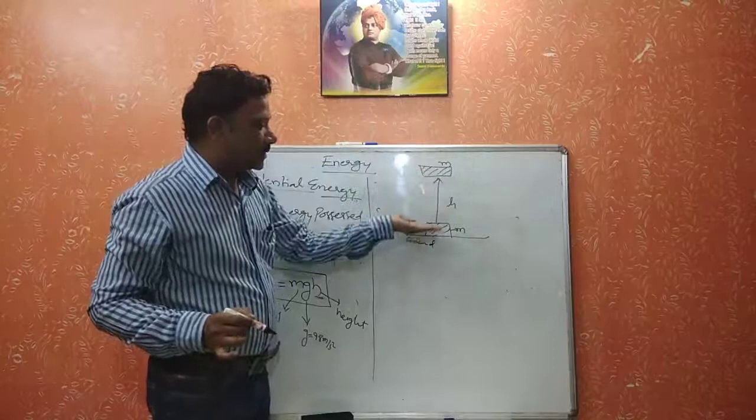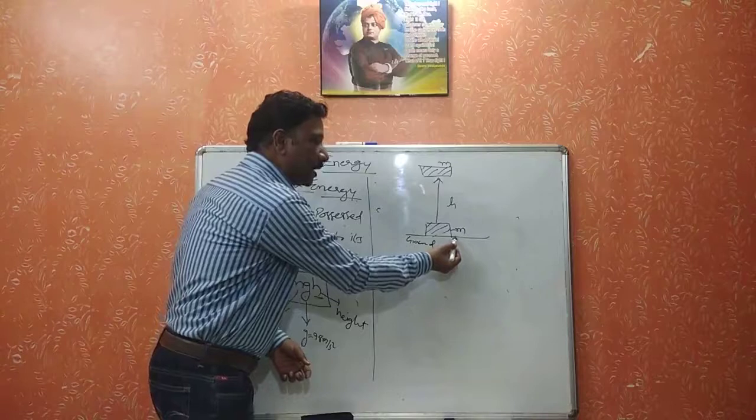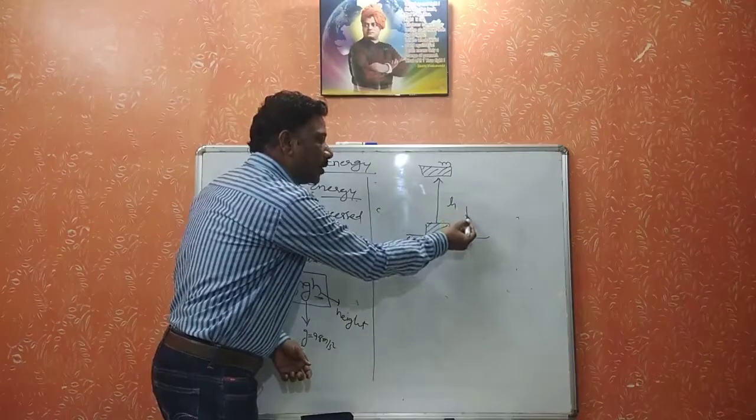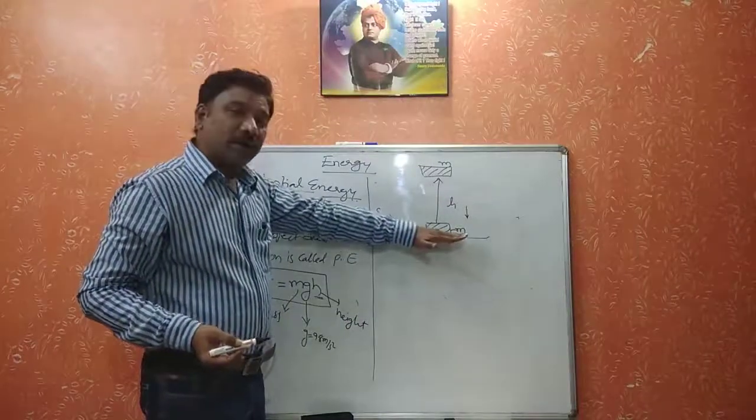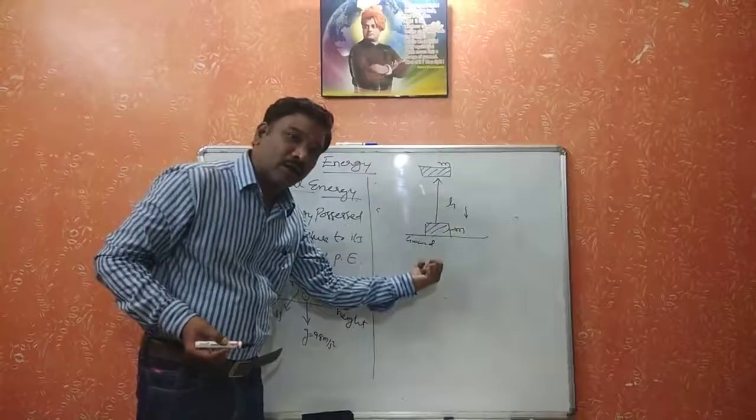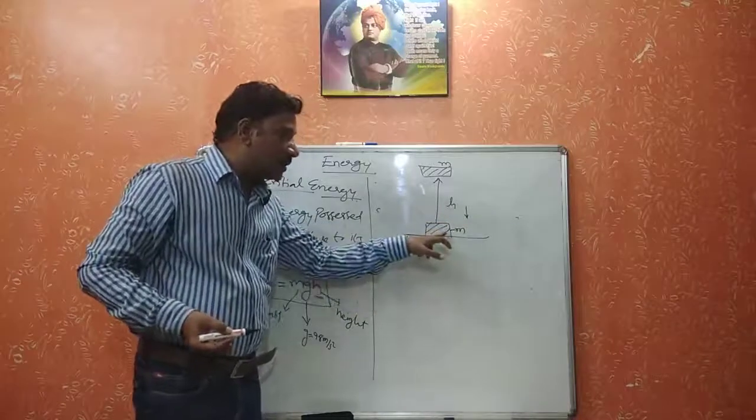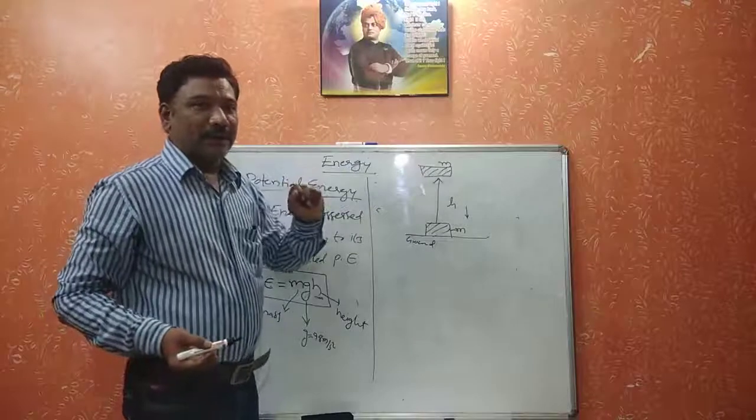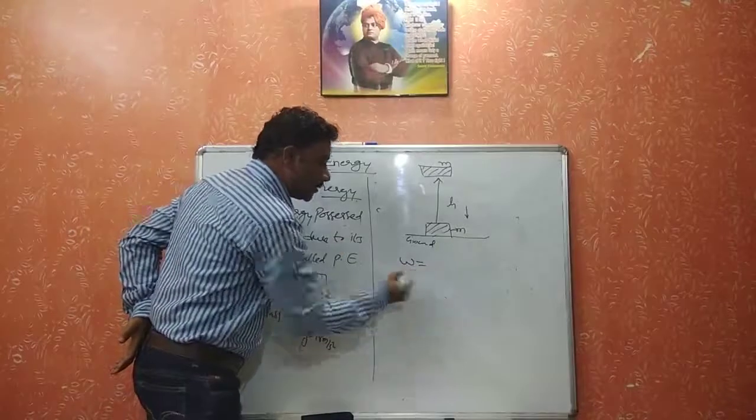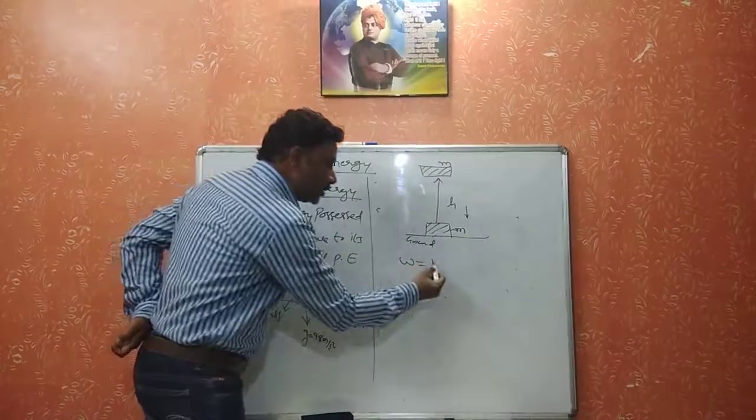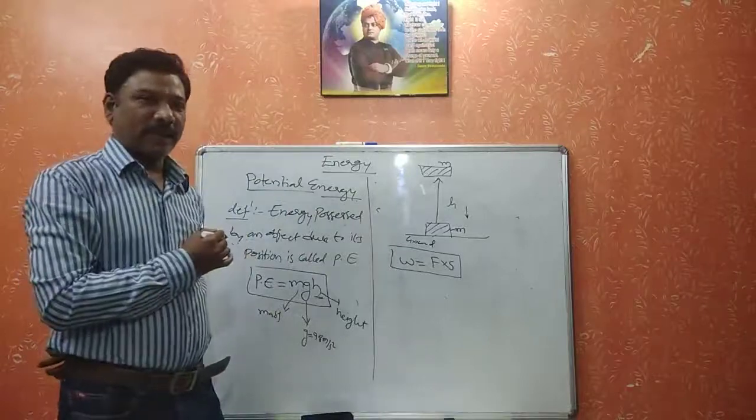While we are lifting the object in the upward direction, at that time, the gravitational force applied by the earth will be in the downward direction. While we are lifting it up, the earth applies force on the object in the downward direction. That means the force of the earth will be in the downward direction, and the motion of the object is in the upward direction. At that time, we are doing a certain amount of work. What is the work done by us? Work done W is equal to F into S.